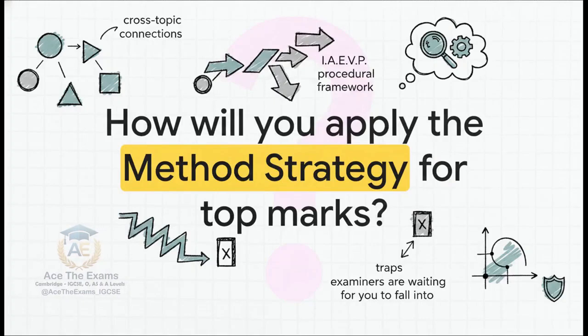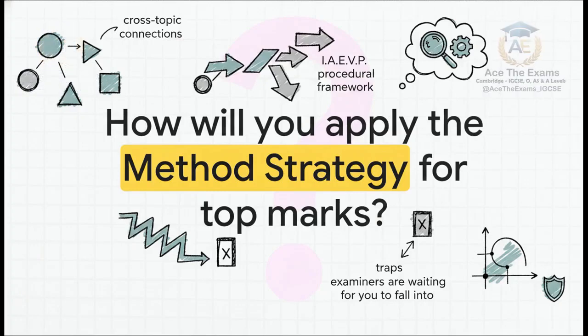As we conclude this explainer, I want you to seriously think about this question. How will you deploy this insider 5-step method mark strategy the next time you face a hostile 9709 Argand diagram context? You now have the full system.